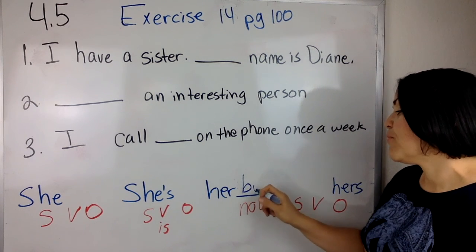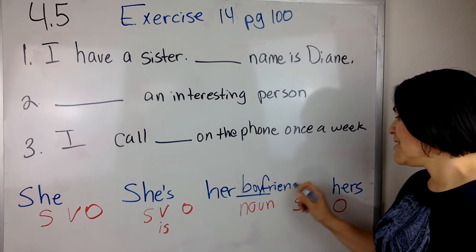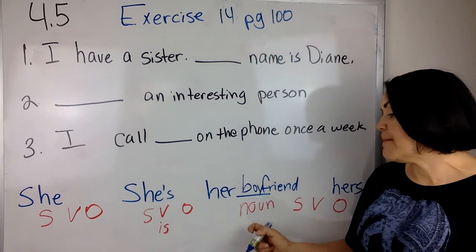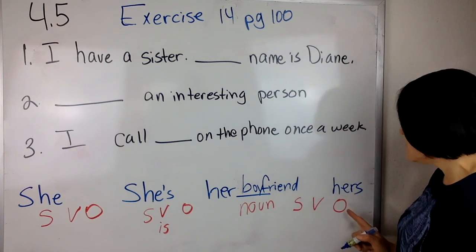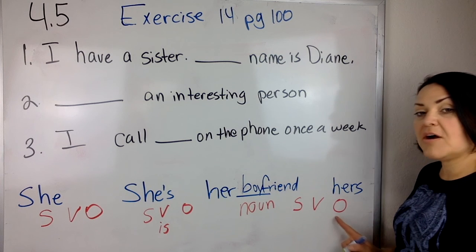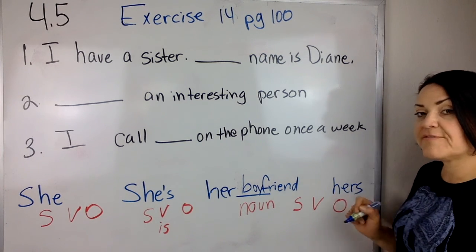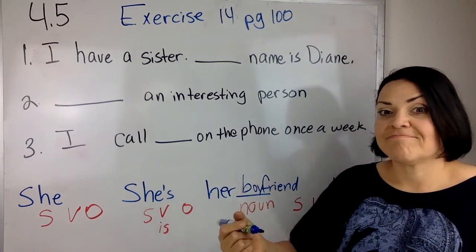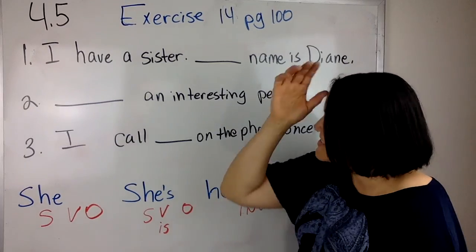Her boyfriend is cute. It must have a noun. "Hers," possessive, has subject, verb, object. "Hers." It will come after the verb. So let's look for the verb and we will know what to use.